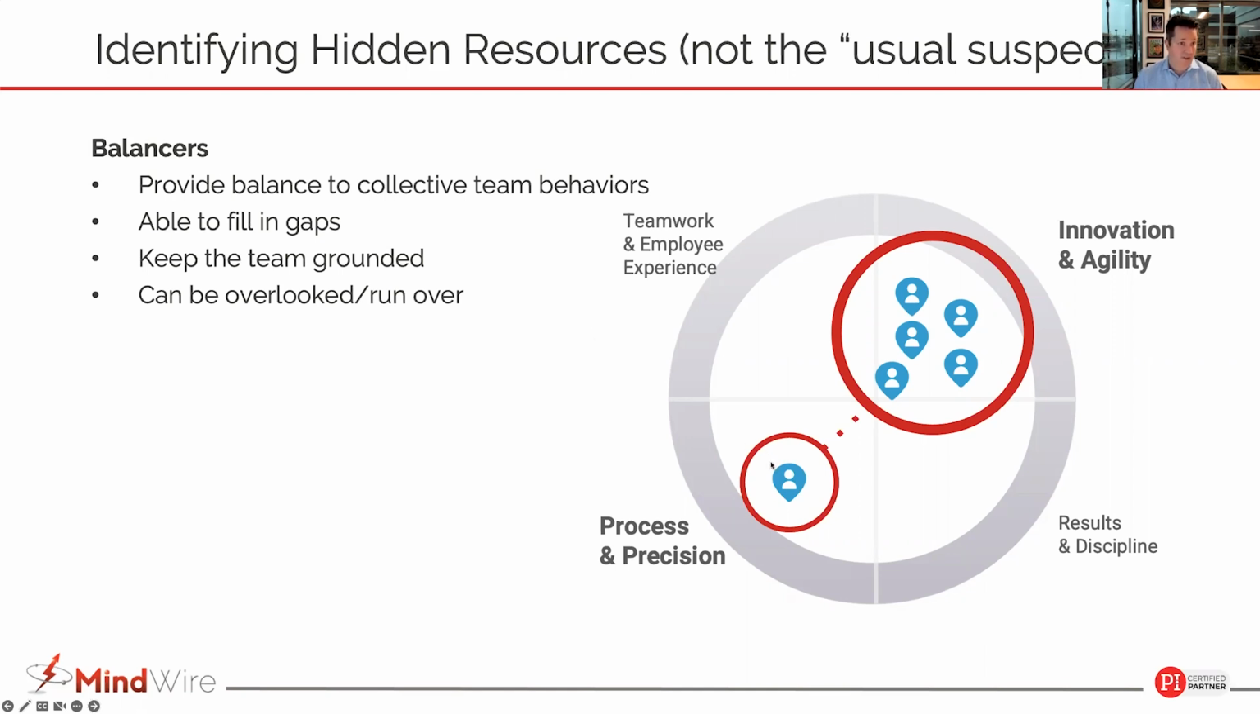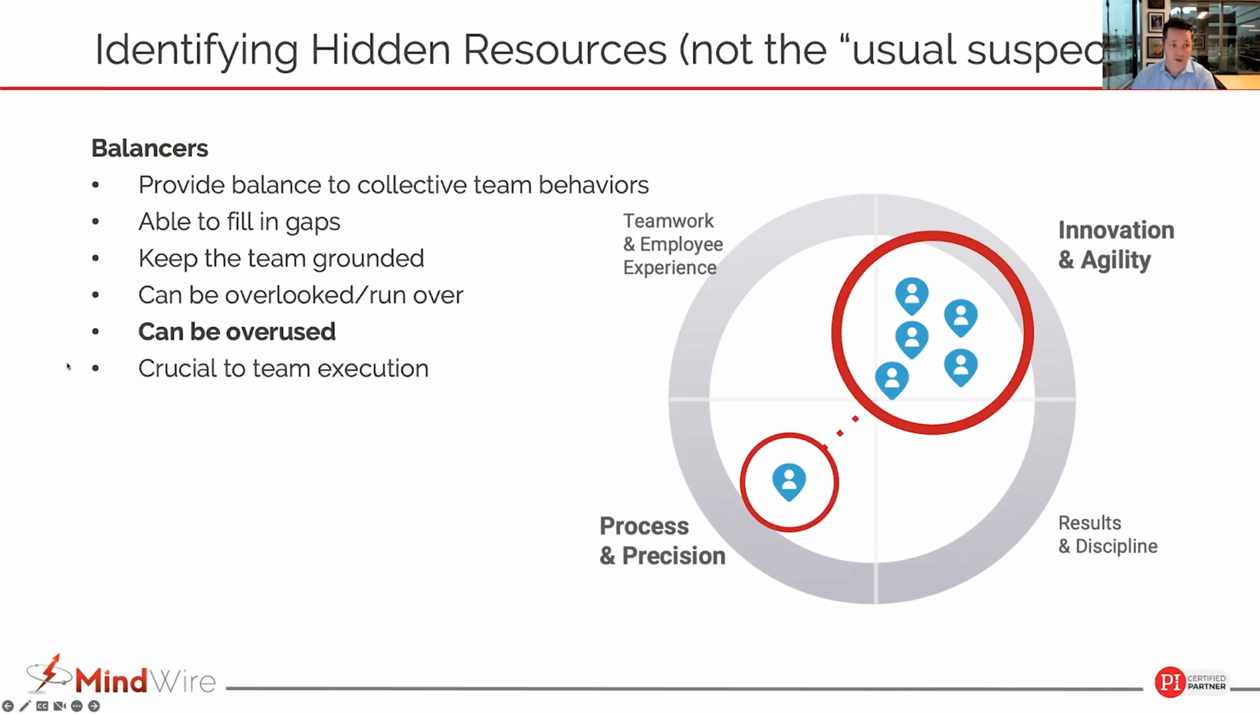Because they're the only one, or one of a few who's like that, they get run over. There's only one or two of them saying, hey guys, how about a little process and precision, right? And then 8 people shout them down. We don't have time for process and precision. Let's go. And often they are already really, really busy because there's only one of them, right?